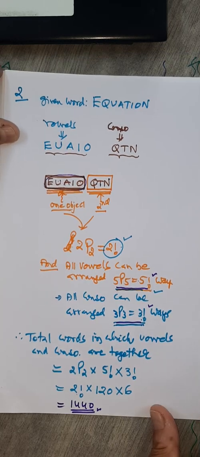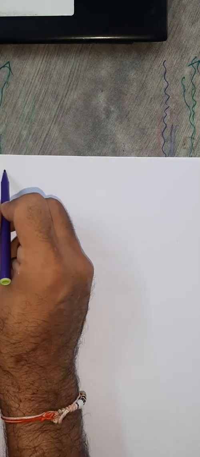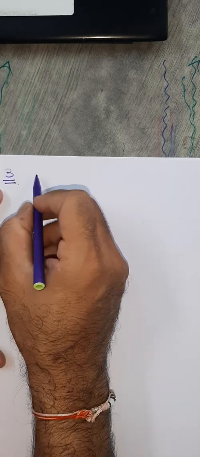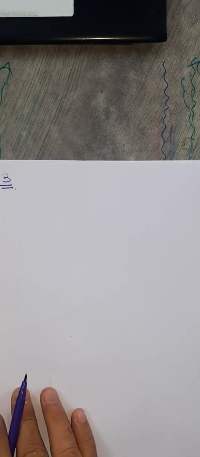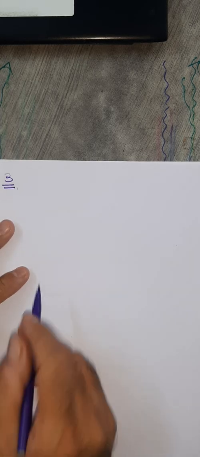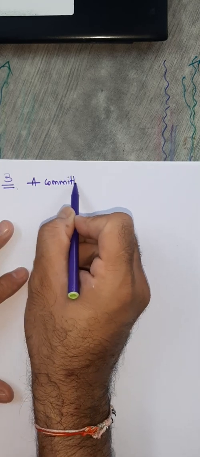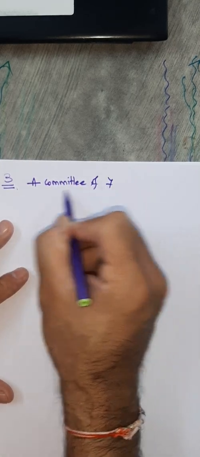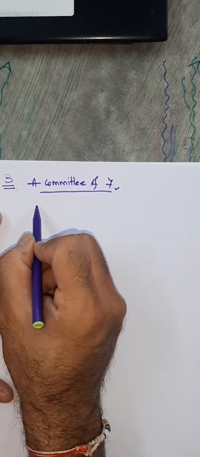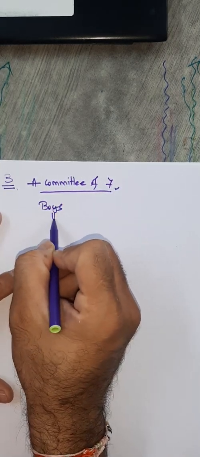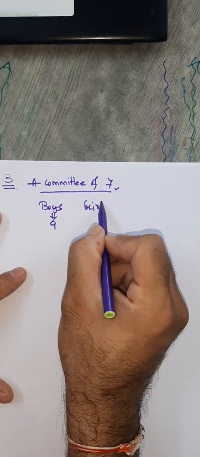Okay, fine. Question number 3. Third question. A committee of 7 persons has to be formed from 9 boys and 4 girls. Committee of how many? 7. From 9 boys and 4 girls. Right? So, a committee of 7. Total 7 का करना है आपको. Right? How many boys you are given? 9 boys. How many girls we are given?